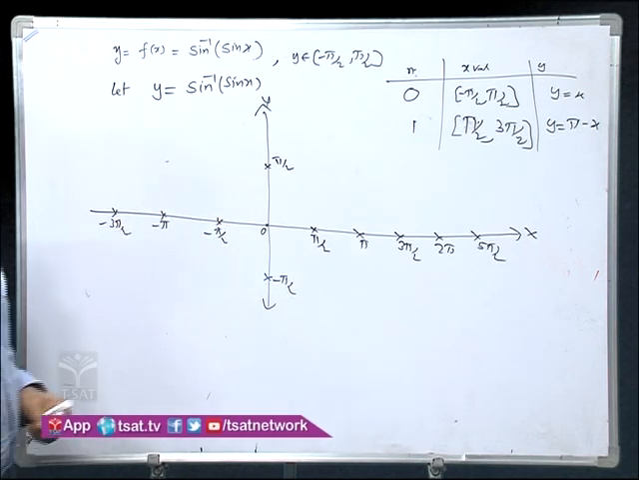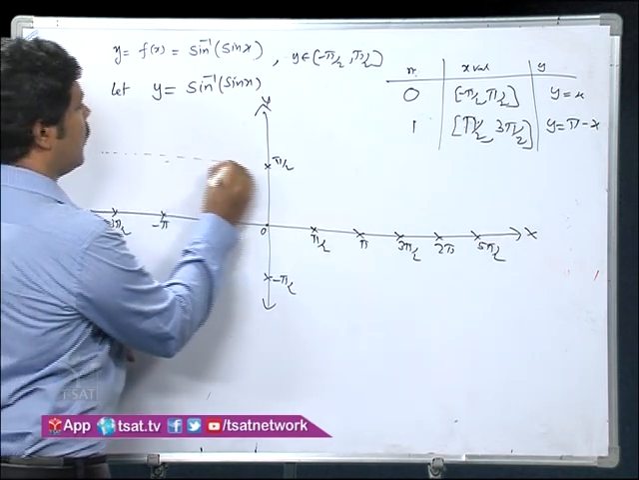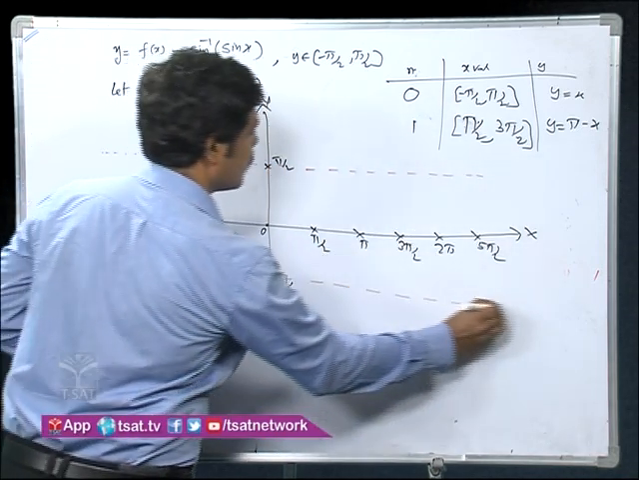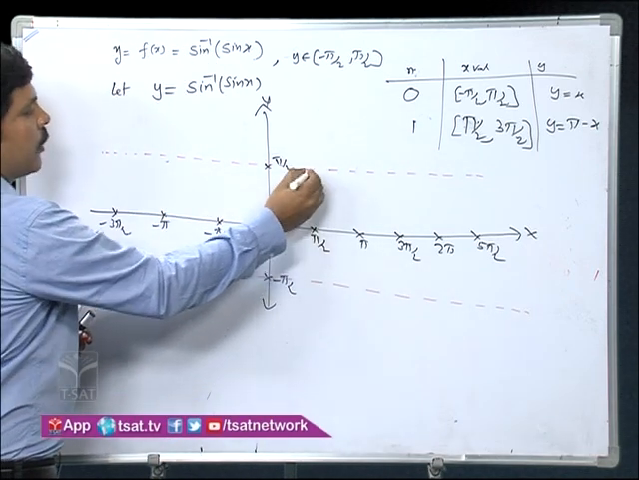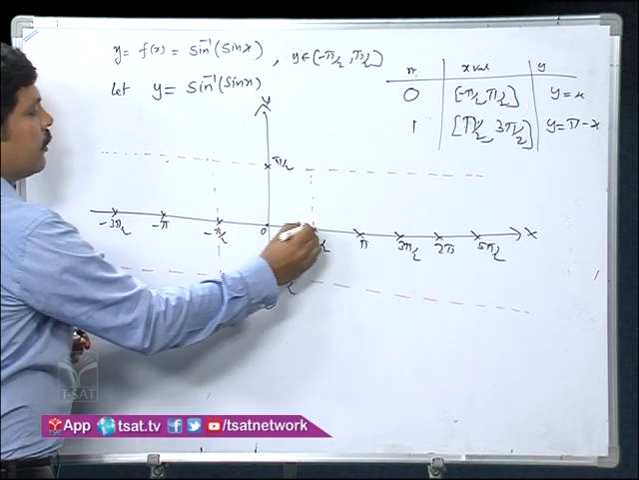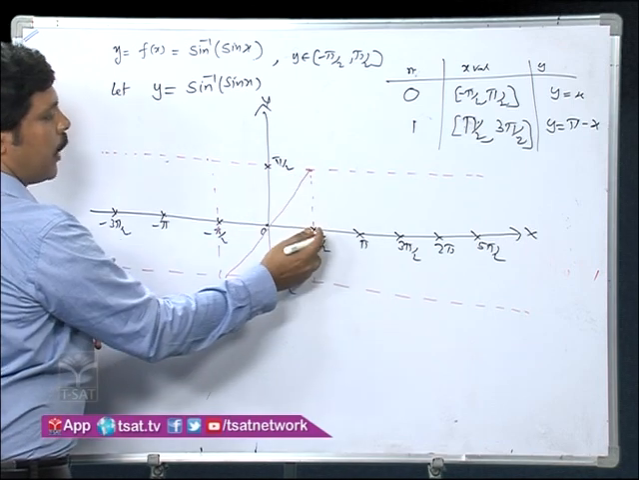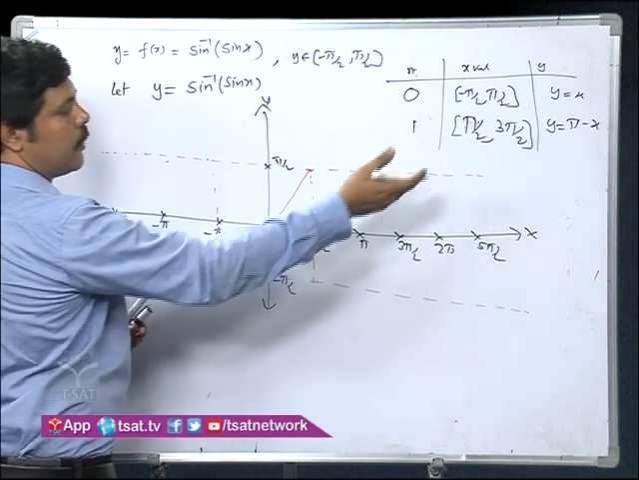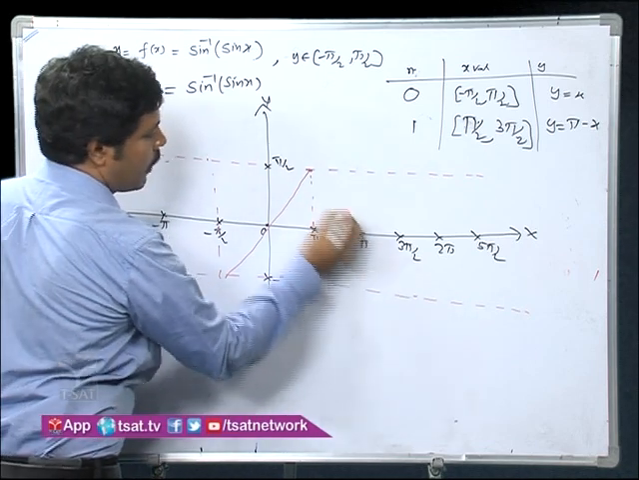Now we draw the graph. For x from -pi/2 to pi/2, the graph is y = x, which passes through the origin. After pi/2, from pi/2 to 3pi/2, the graph is y = pi - x. The slope of pi - x is -1, and it passes through the point (pi, 0). Therefore, it looks like this.